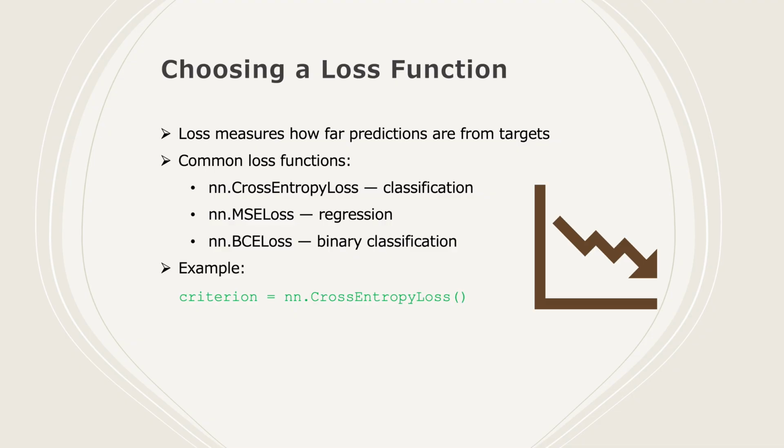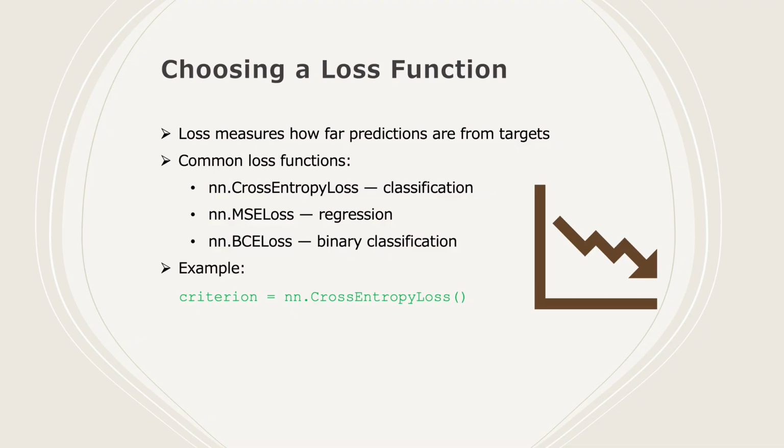PyTorch provides several commonly used loss functions, each designed for a different type of task. For classification problems, such as recognizing digits or detecting objects, we typically use nn.CrossEntropyLoss, which works with multiple classes and compares predicted probabilities with the correct labels. For regression problems, where the model predicts continuous values like prices or temperatures, we use nn.MSELoss, which stands for mean squared error. And for binary classification, where the output is yes or no, true or false, or 0 or 1, we often use nn.BCELoss, or its more numerically stable version, nn.BCEWithLogitsLoss.